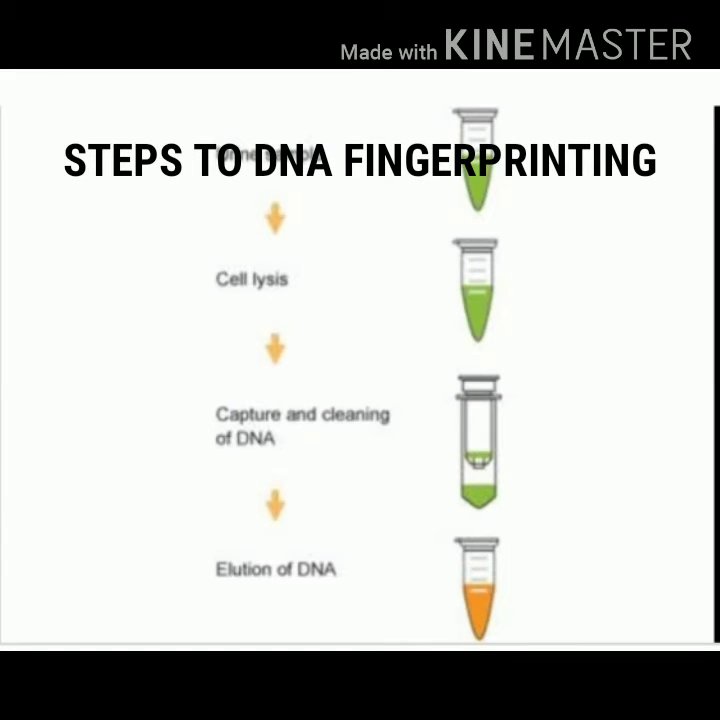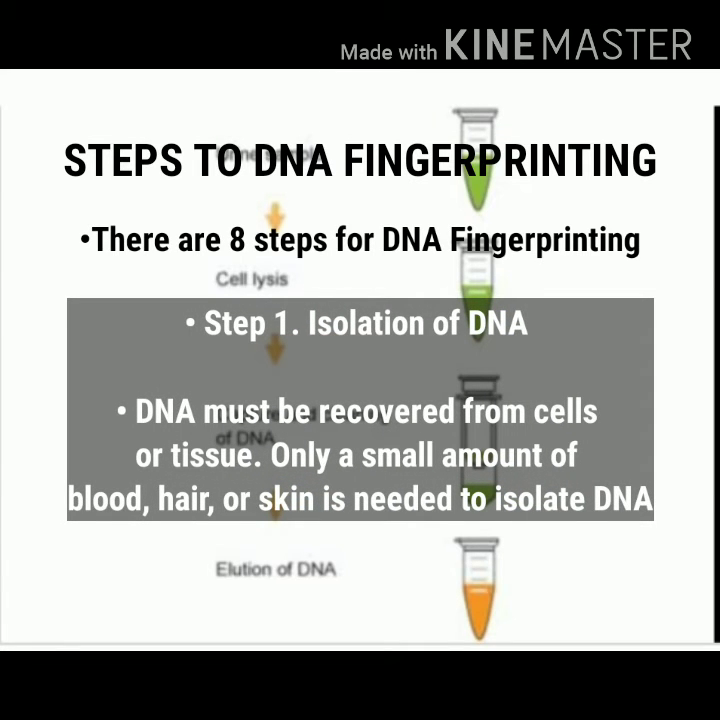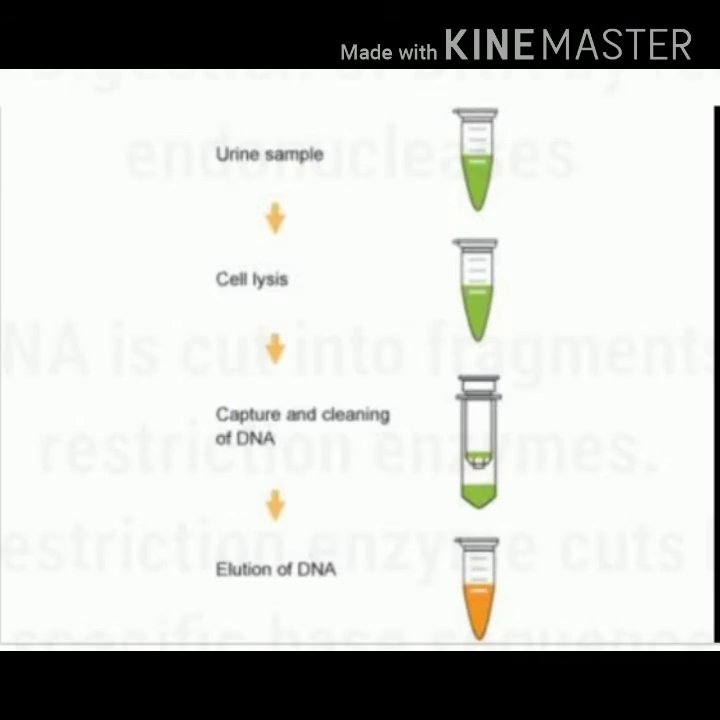Steps of DNA fingerprinting. There are 8 steps for DNA fingerprinting. Step 1. Isolation of DNA. DNA must be recovered from cells or tissue. Only a small amount of blood, hair, or skin is needed to isolate DNA.